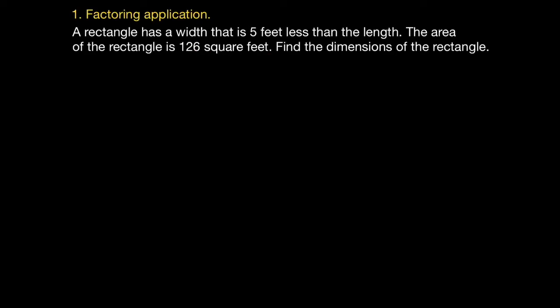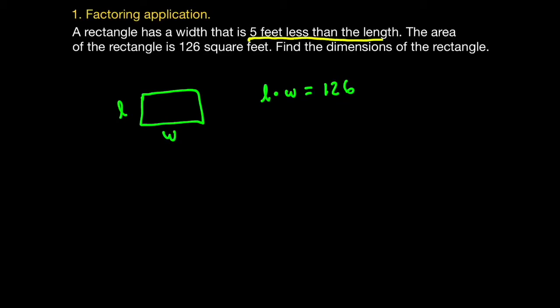I'll begin by sketching a diagram to make sense of what's happening. I have my rectangle and I have the length and I have the width. If I multiply that together, I'm going to get a total of 126 since that's going to be the area. They give us information on the width, and that's that the width is 5 feet less than the length.